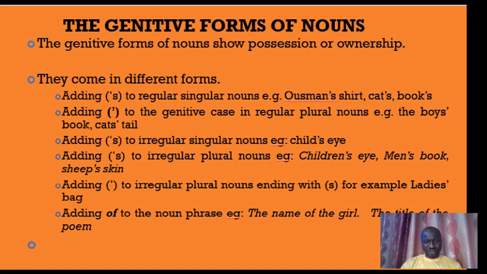Adding only an apostrophe to irregular plural nouns ending with s. For example, ladies' bag. In some situations, you can add "of" to the noun phrase. Example, the name of the girl, the title of the poem.